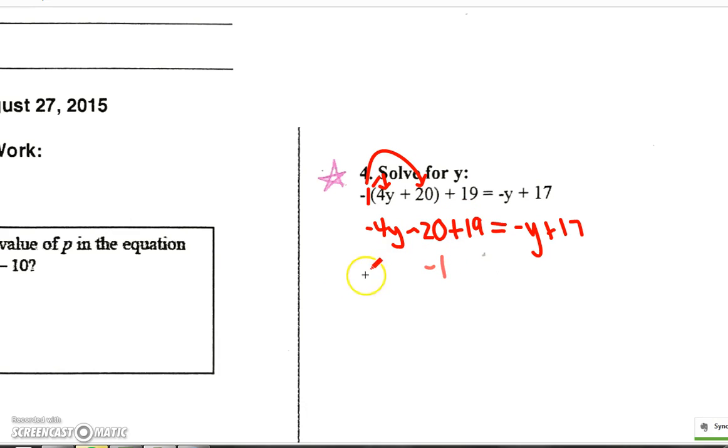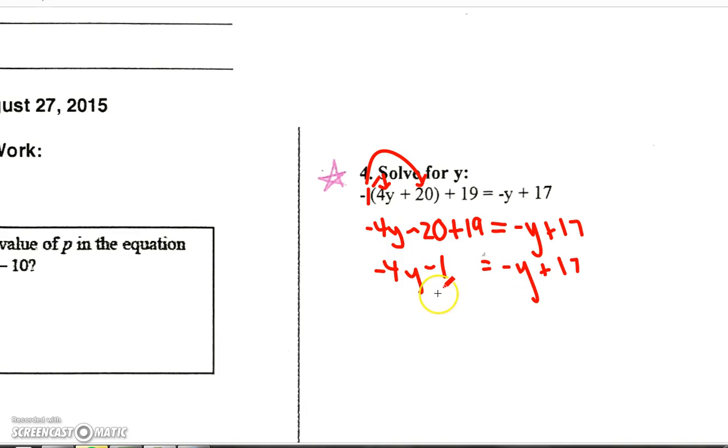So I'm going to bring everything down again. -4y minus 1 equals -y plus 17. Okay, so now I got to get all of the y's to one side of the equal sign and all of the numbers to the other side. Remember, we're isolating that y.